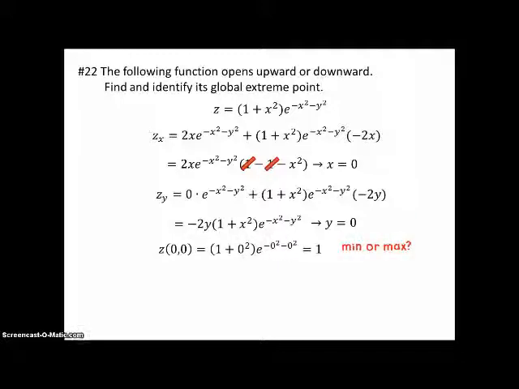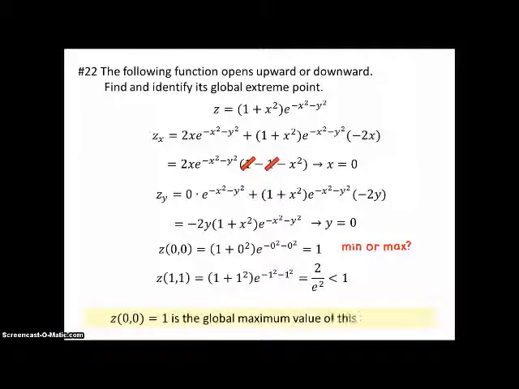Now the question is, is that a min or a max? Is (0, 0, 1) a minimum or a maximum? So all we have to do is check one other point. So I just chose (1, 1), plugged that in, and got 2 over e squared for z. Now that's less than 1, and therefore our (0, 0, 1) must be the global maximum.